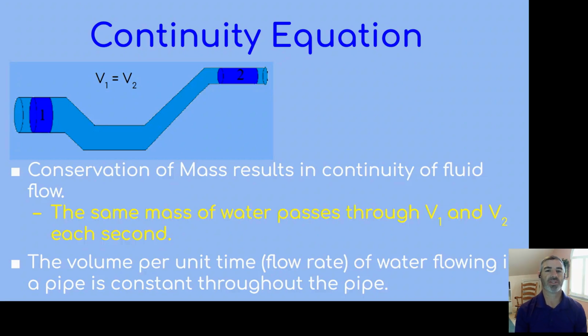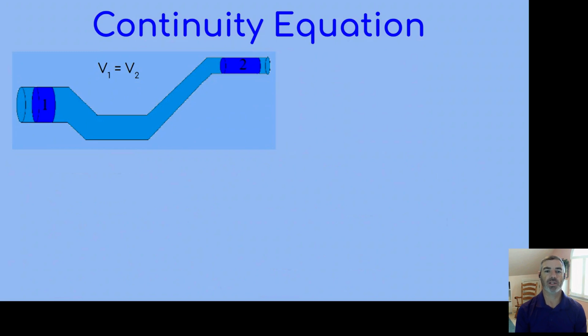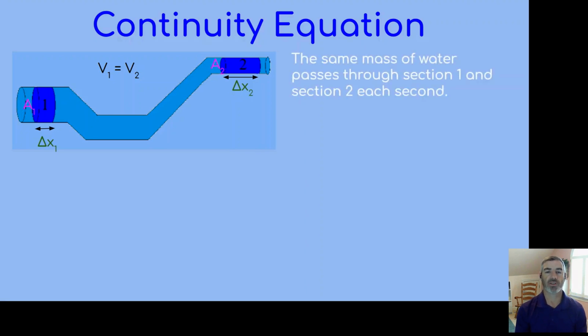Let's mark some specific sections on the pipe. We're going to mark the length of the volume we're looking at in 1 as delta x1, and the length of the cross-sectional volume of 2 as delta x2, and we'll also mark the areas as A1 and A2 for each of those volumes. Now, the same mass of water passes through section 1 and section 2 each second. So the flow rate's constant. The same amount of volume passes through, which means the mass is constant.